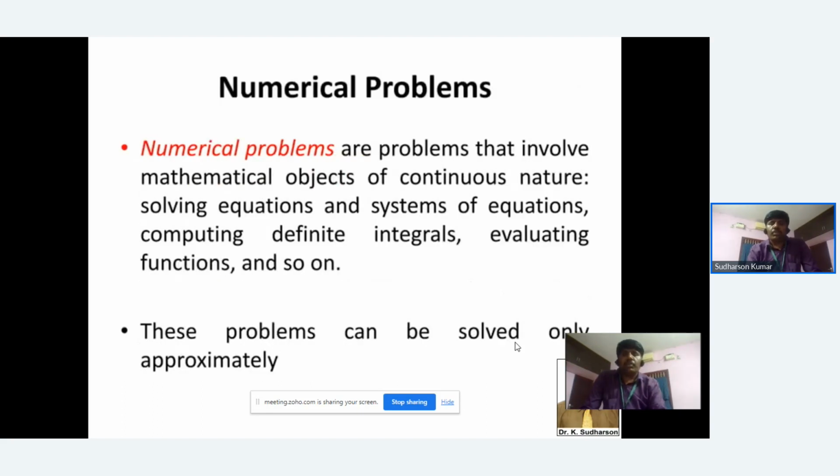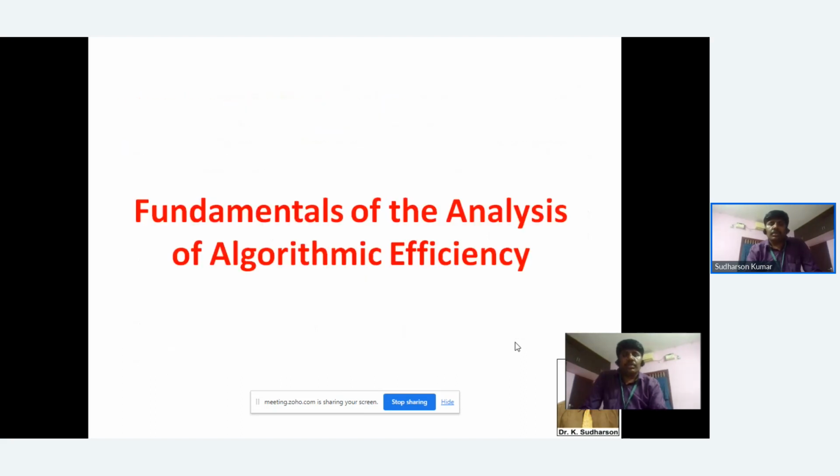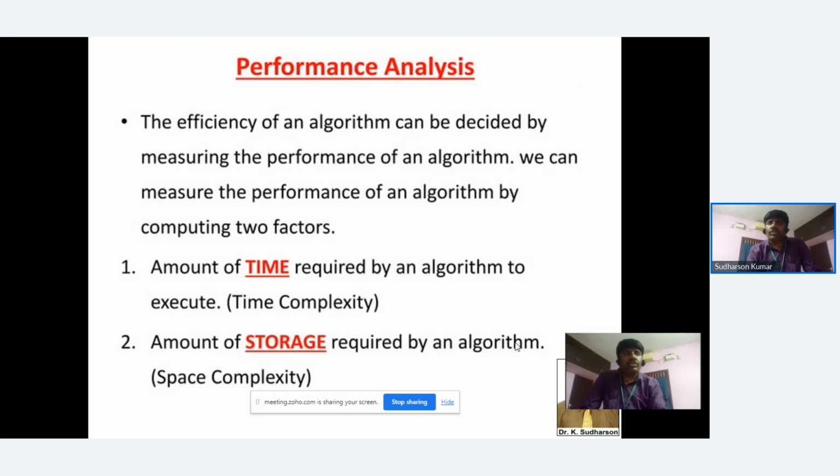Numeric problems: equation solving, integration, evaluating any function, and so on. Now, the fundamentals of analysis of algorithm efficiency. I already said there are two things. We have to check how much time is required for an algorithm, and also how much space is required. These two things determine the algorithmic efficiency. So to calculate the performance of an algorithm, we have to analyze the time and space complexity.